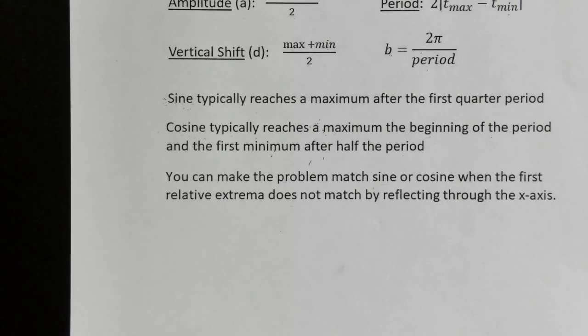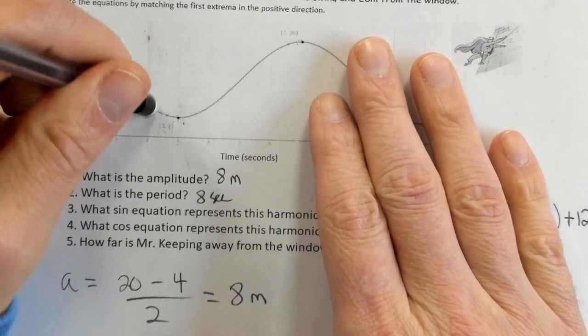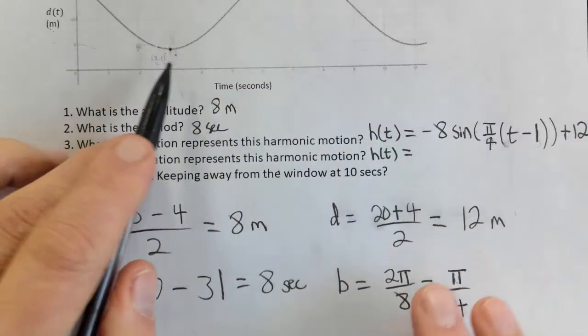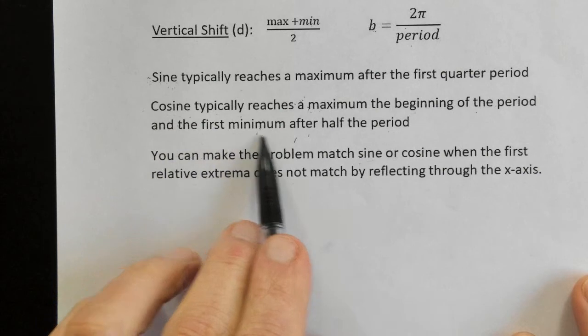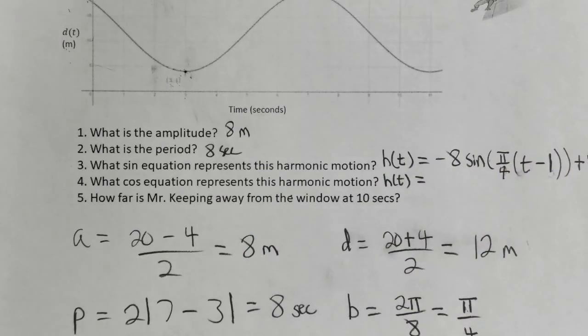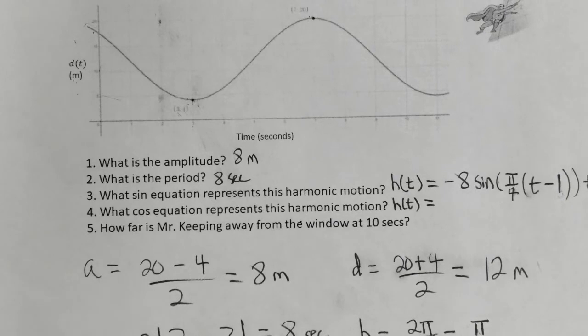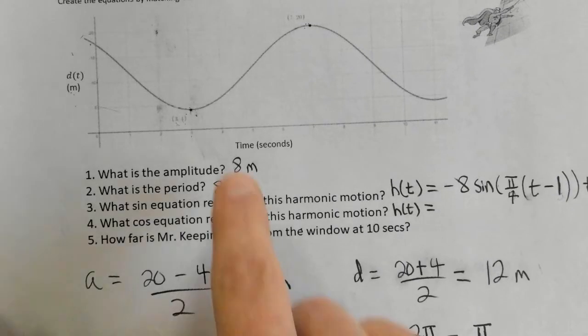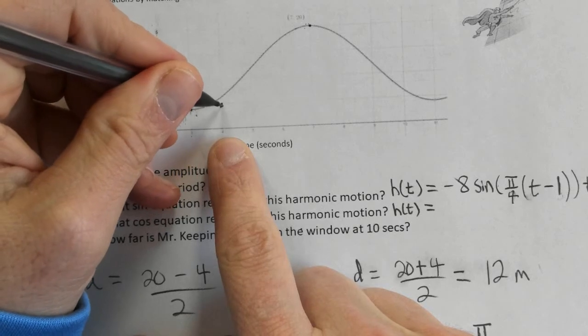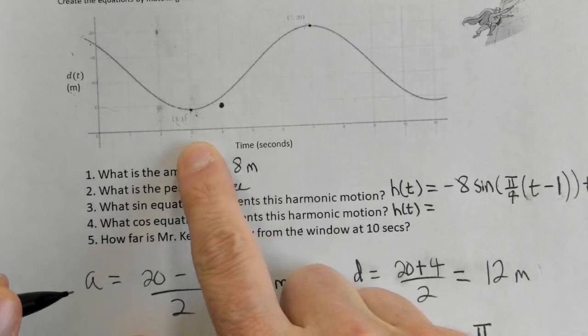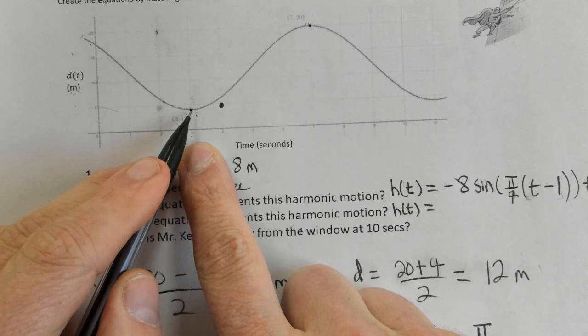All right? So what we're going to do now to try to match up this first minimum is say, well, typically, where is the first minimum on cosine? The first minimum is after half the period. So let's see, where would half the period be? Well, the period is 8 seconds, so half of that would be at 4 seconds. So typically the first minimum in cosine is here anyway, which is close to the first minimum in this particular problem.